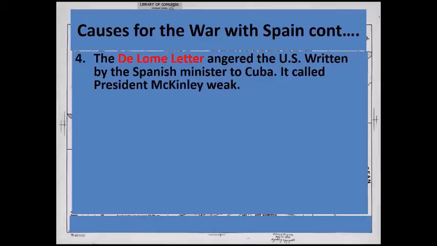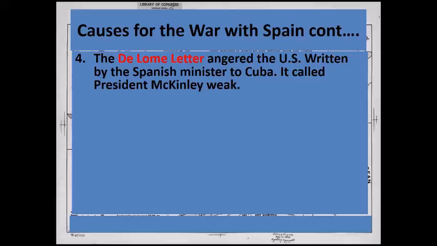Going to continue with the causes here. There's a couple more we've got to talk about. The next is the Dupuy de Lôme Letter. This angered the U.S. It was written by the Spanish minister to Cuba, and it called President McKinley weak, and said he would never attack Spain. He wasn't strong enough to do that.